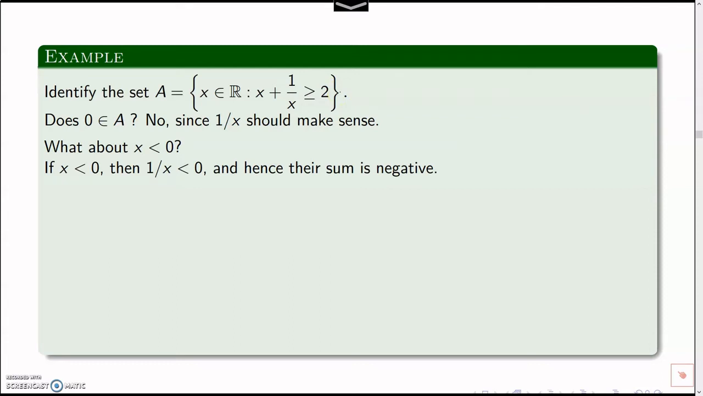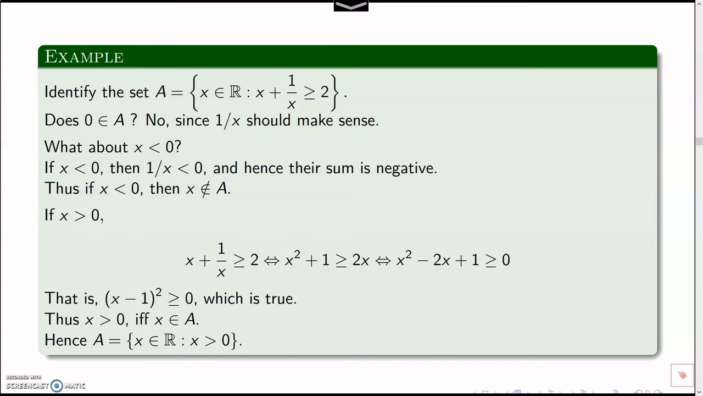So the only real numbers which are left out now are positive real numbers, because 0 cannot come and the negatives also cannot come. If x is negative, then x cannot lie in A, and even 0 is not lying inside A. So supposing x is positive now, I look at the case when x is a positive real number. We look at this expression, x plus 1 by x is bigger than or equal to 2, and we will try to simplify this.